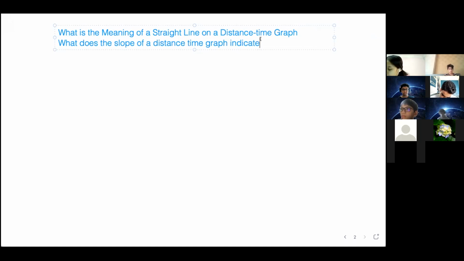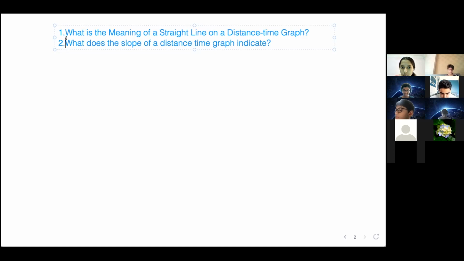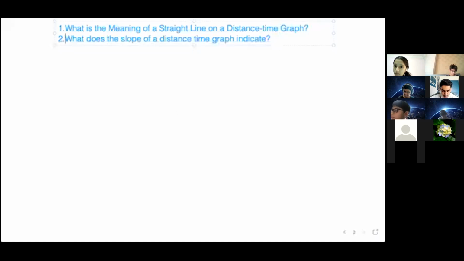Okay, this is another question. Ma'am, for the first one, the answer is the speed is constant, right? Yes. Don't write that the speed is constant. Just say that the object is moving with constant speed. Yes, Amina? Ma'am, the slope indicates the speed of the object. Correct. The slope of a distance time graph indicates the speed of the moving object. Okay.